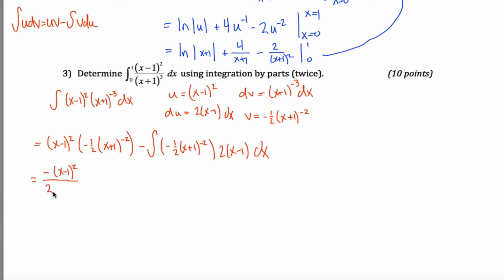fraction I have this 2, and I got x plus 1 squared, minus the integral of this thing, but this thing is negative because I have this negative right here. So this negative and this negative will cancel, and I'll get plus. And then I have this 1/2 constant, but I also have this 2 constant. So those guys will also cancel, and I'll be left with x plus 1 to the negative 2 power times x minus 1.